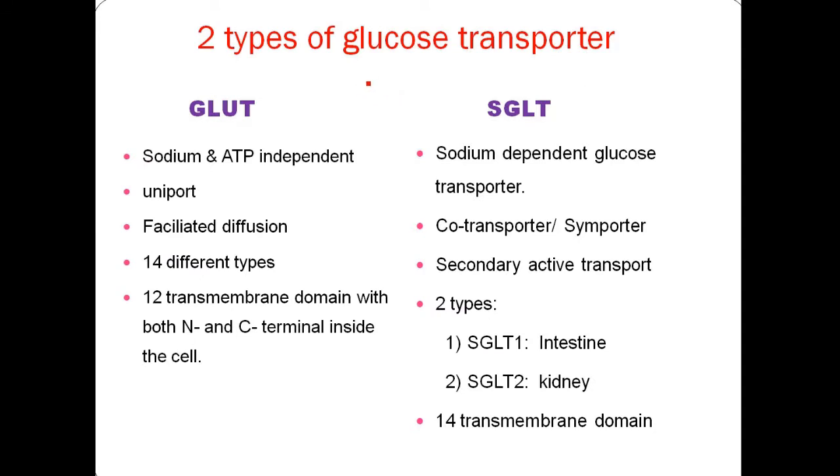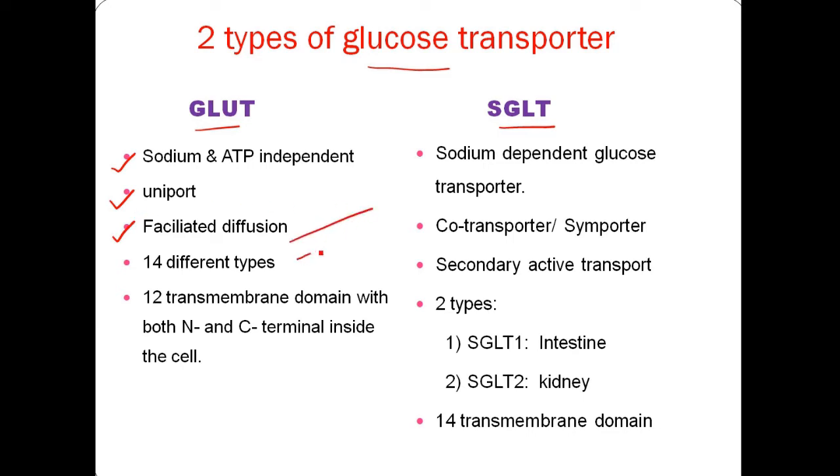As I told, there are two types of glucose transporter, GLUT and SGLT. This GLUT is sodium and ATP independent, meaning it does not require sodium, and it does not require ATP hydrolysis. No energy is used for this process and it is a passive process. It is a uniporter, that means only glucose is transported. No other ions or molecules will be transported, only glucose. Next, it is done by the process of facilitated diffusion.